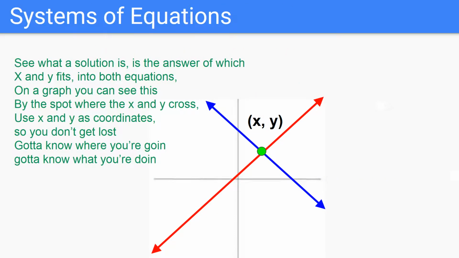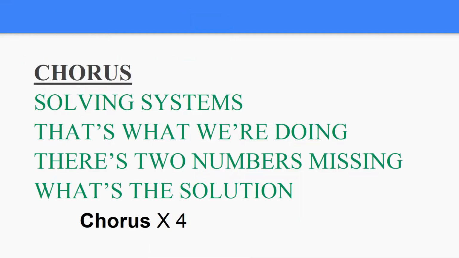See, the solution is the answer of which x and y fits into both equations. On a graph you can see this by the spot where the two lines cross. Use x and y as coordinates so you don't get lost. Gotta know where you're going, gotta know what you're doing.